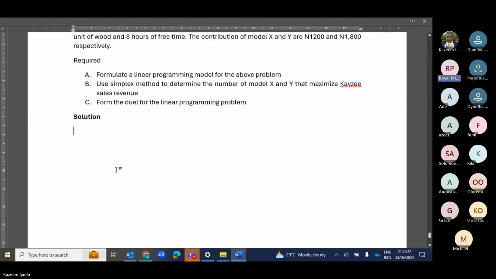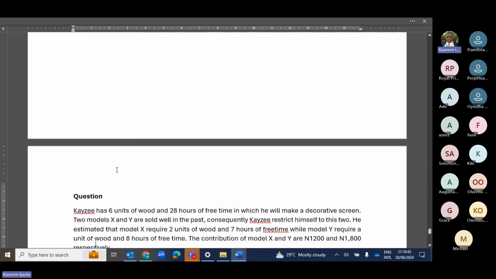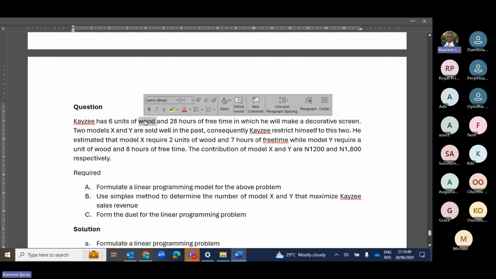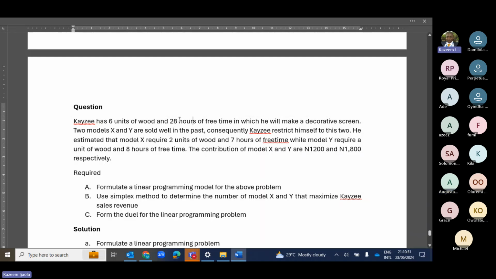So A: formulate a linear programming problem. So the first thing, how many things do we have? They say that KZ has 6 units of wood and 28 hours of free time. Don't be deceived, these are your constraints. The question starts with the constraints. The wood and free time are your constraints.